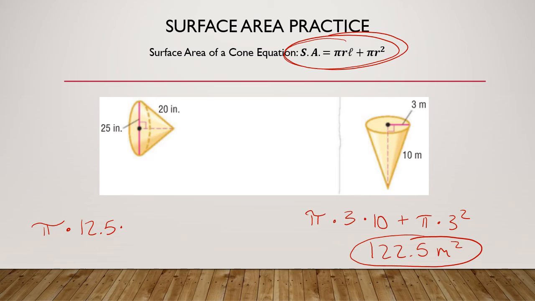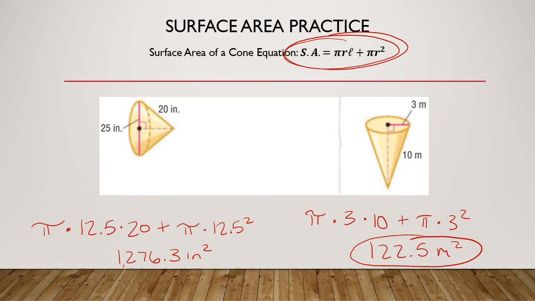I'm going to multiply that by 20, which is the slant height, plus pi times the radius again, which is 12.5 squared. When I type this into my calculator, first of all, remember to type it in with accuracy. This happens to be a little bit longer. I get 1,276.3 inches squared.